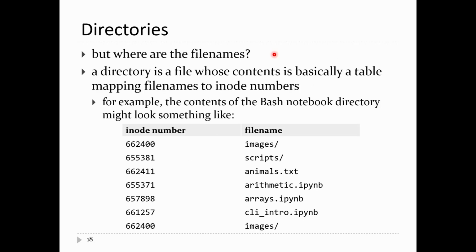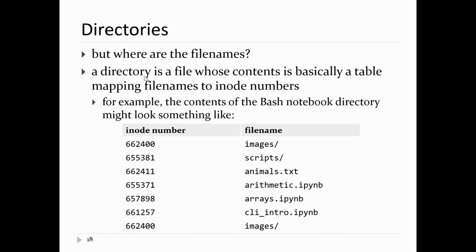So back to this issue, where the heck are the file names? It turns out the file names aren't stored in the inodes in Linux or Unix. Instead, they're stored in this thing called a directory, which most of you will know as a folder. In Windows or Mac, you double click on your little thing that looks like a file folder. That corresponds to what is called a directory in Unix or Linux.